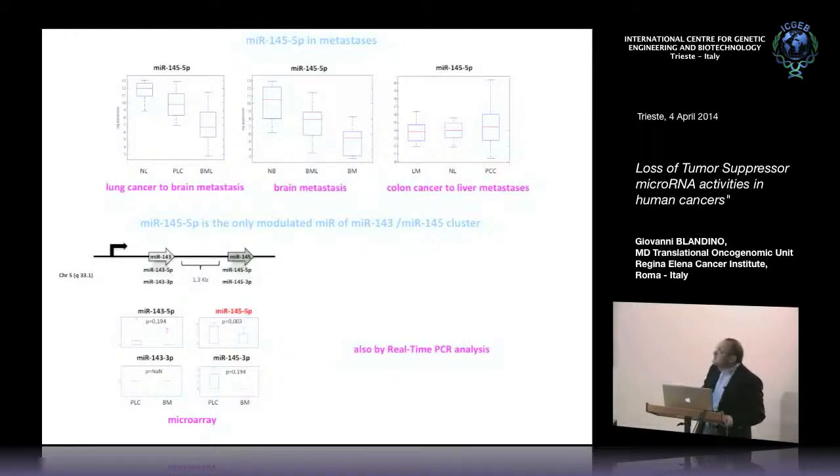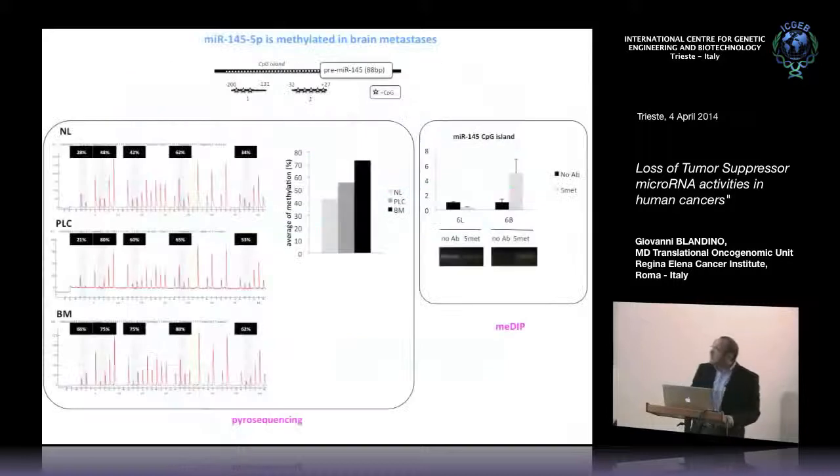And of course, because, as I said at the beginning, these are in a cluster, we also went to see whether other microRNAs from the 143/145 cluster were modulated, and we came up with only the modulation of the 5P. So at least in this subset of patients that we analyzed, for these four microRNAs, only the 5P was modulated, in the array analysis as well as in the profiling.